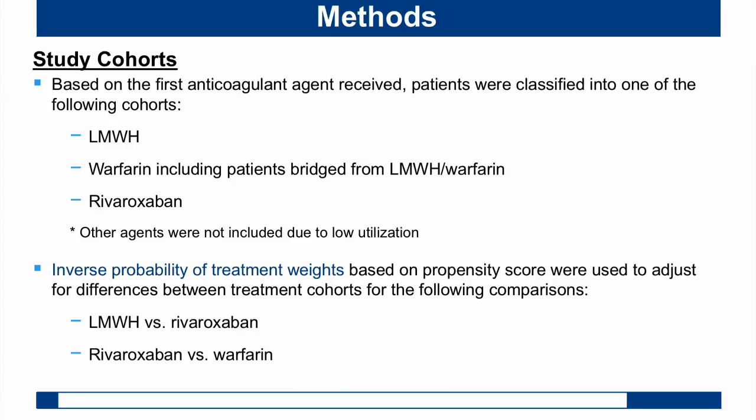We used an inverse probability of treatment weights based on propensity score to adjust for differences between the treatment cohorts for the following comparisons: the low molecular weight heparin cohort versus rivaroxaban, and rivaroxaban versus warfarin.